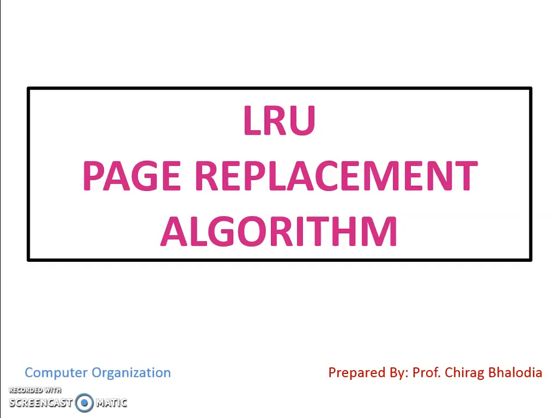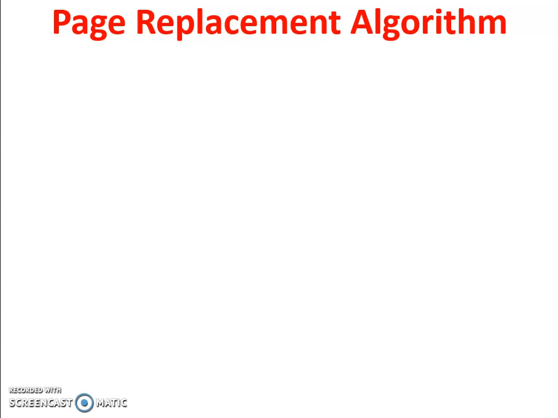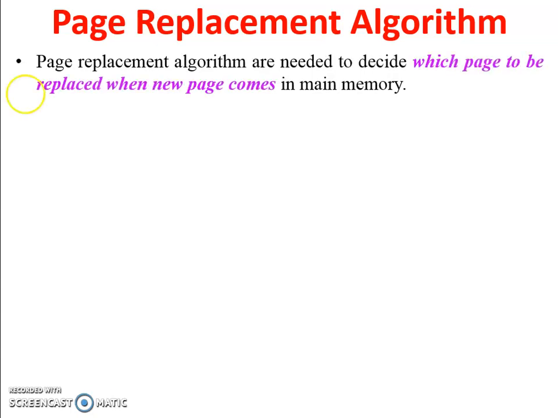LRU stands for least recently used. It is a topic of computer organization and architecture, and also of operating systems. First of all, what is the need of a page replacement algorithm? Whenever a new page comes from secondary memory to main memory and main memory is full, how can we replace an old page with a new page? At that time, a page replacement algorithm is required.